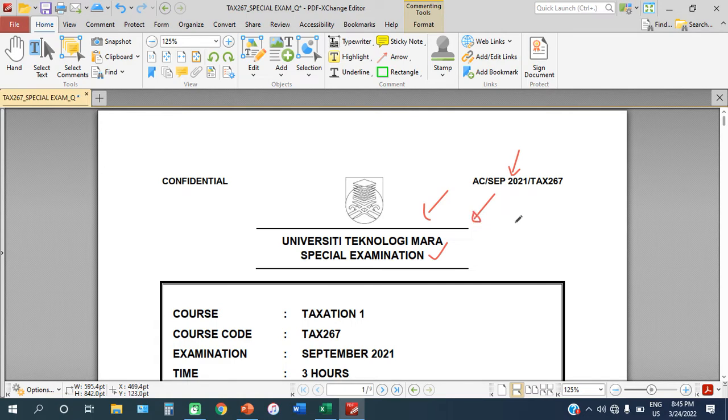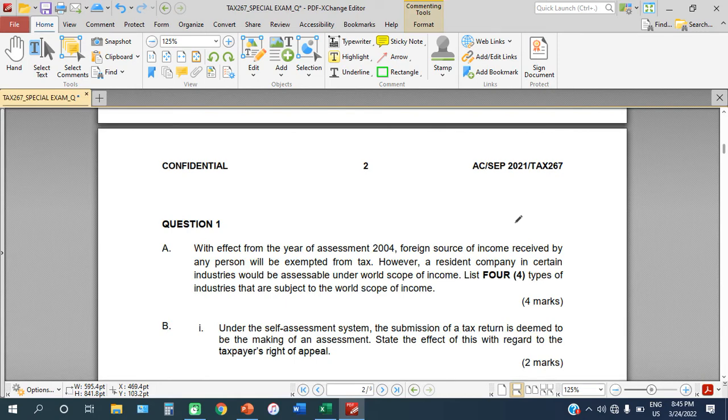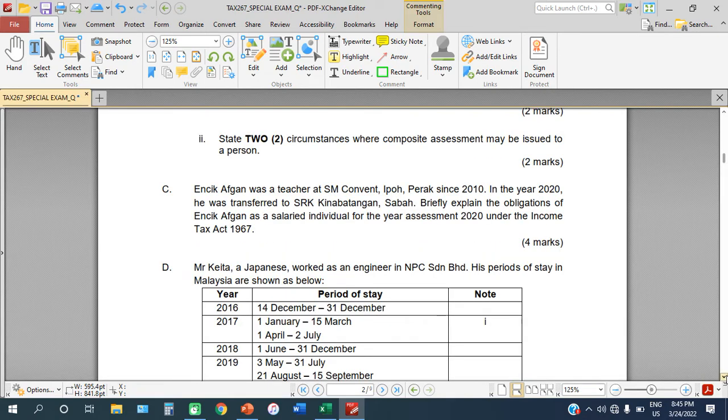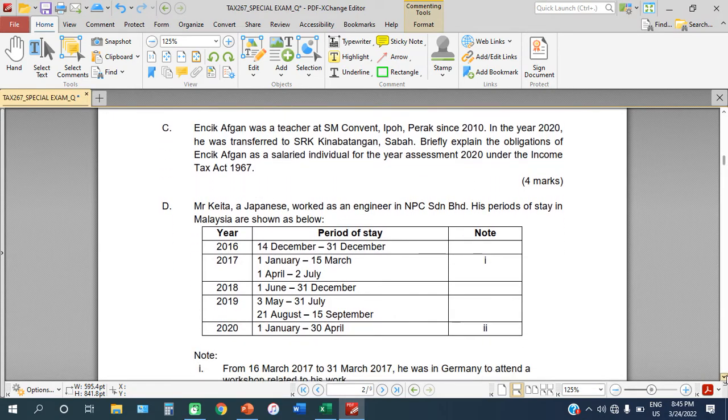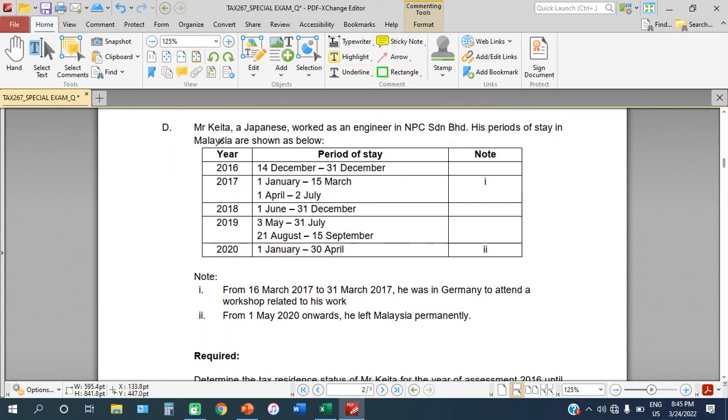Alright. Okay, so let's take a look at the question for resident status. Normally it is question number 1D. Okay, here we go guys. Question number 1D. Alright, ready? Let's read the question together and we do the answer together as well. Mr. Kita, Japanese, works as an engineer in NPC Sendirian Berhad.